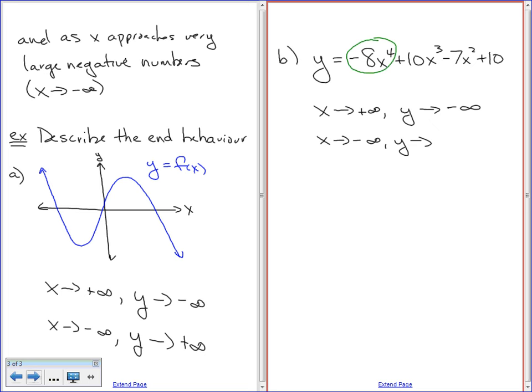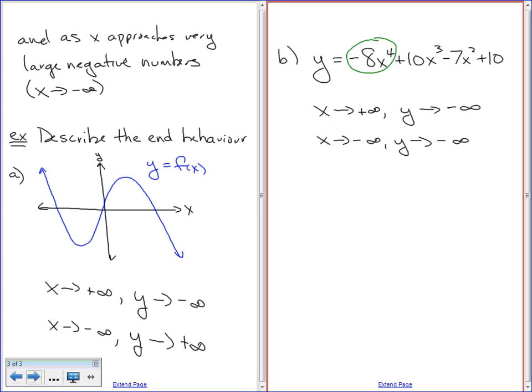Now think about what value y is heading towards as x heads towards negative infinity. Exactly. No matter what negative number you put in here, as soon as you put it to the power of 4, it's going to become a positive answer. You take that, multiply, and it's going to become negative. So every time you take a bigger number, you're just going to get a bigger and bigger negative number. Make sense? Okay. So this is heading towards negative infinity.